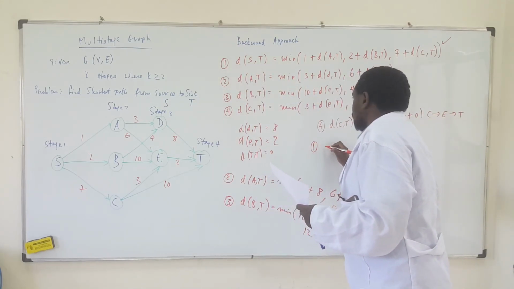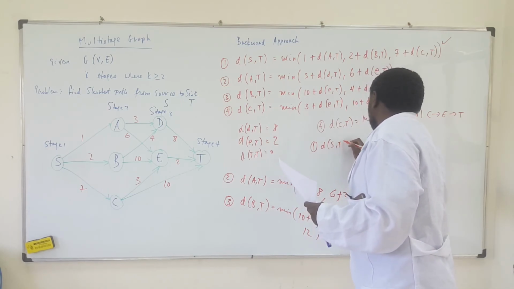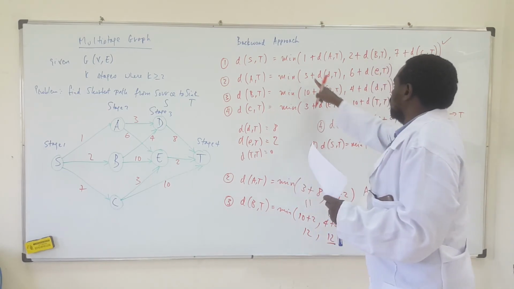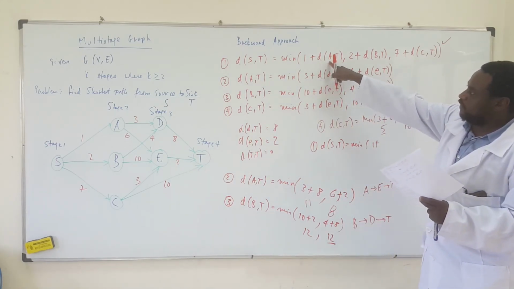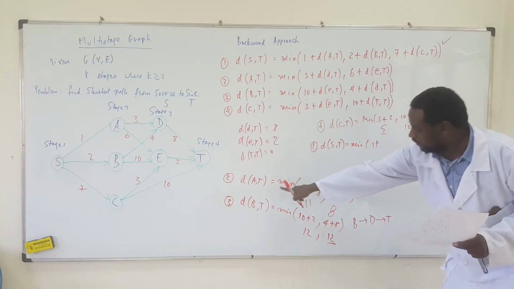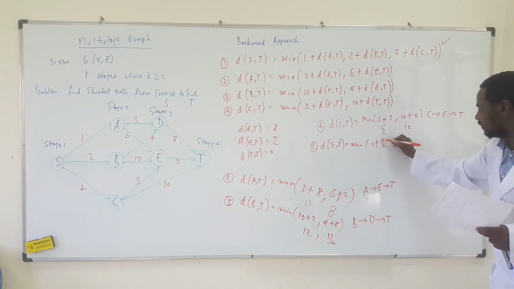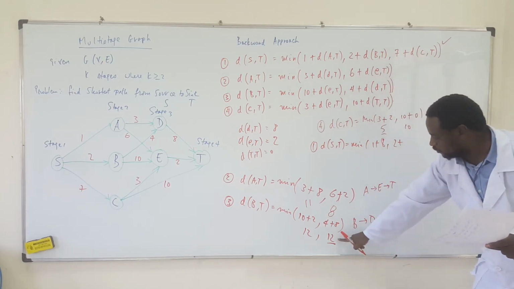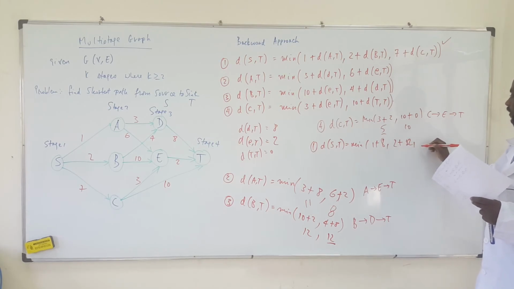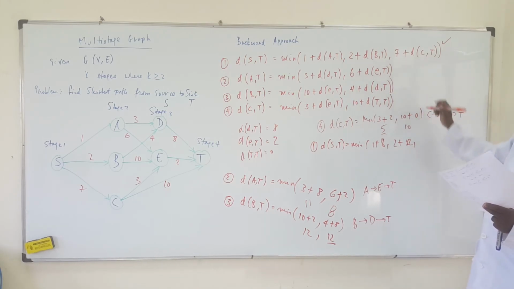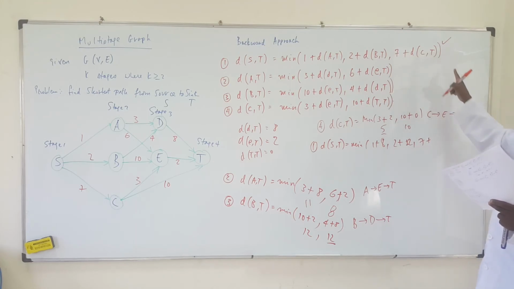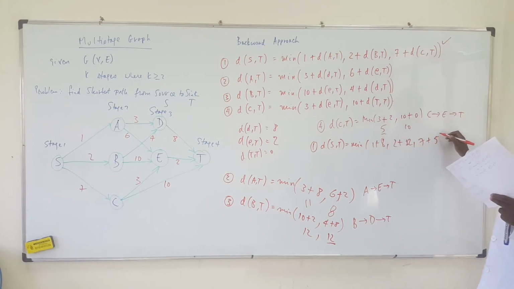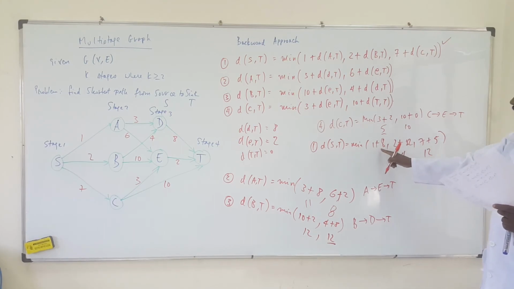So equation 1, which is the distance from S to T, will be the minimum of 1 plus the shortest we found from A to T, which is 8, 2 plus the shortest from B to T, which is 12, and the last one is 7 plus the shortest from C to T, which is 5. So 7 plus 5 is 12, 12 plus 2 is 14, and 8 plus 1 is 9.